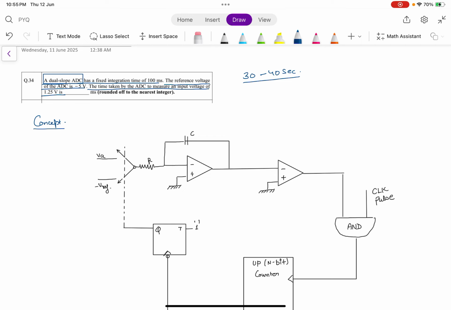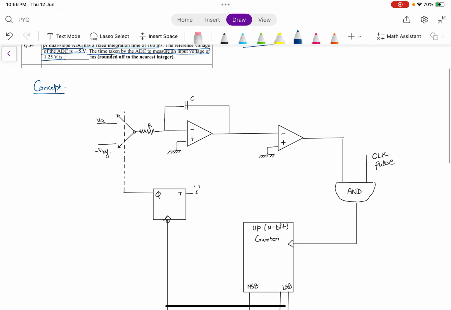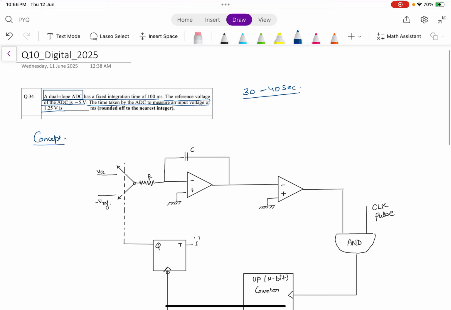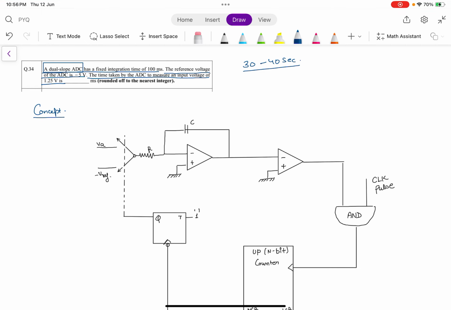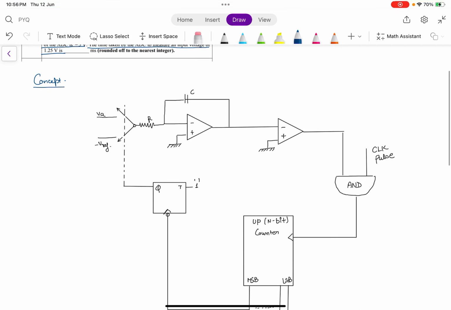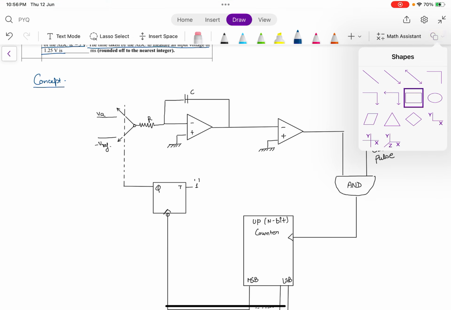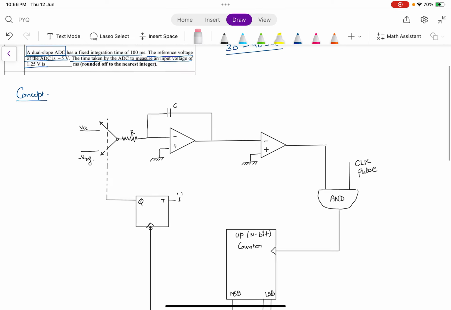Let's start with the main components of ADC. I will also break this question into two parts. In the first part I will explain the complete concept and mechanism of ADC. Then, in the second video, I will give you the solution of this question. The most important part is the main components. I will write them here so that you can have notes on this topic.